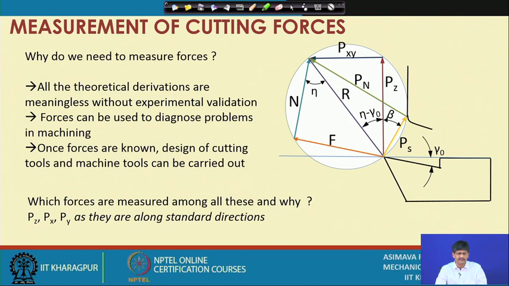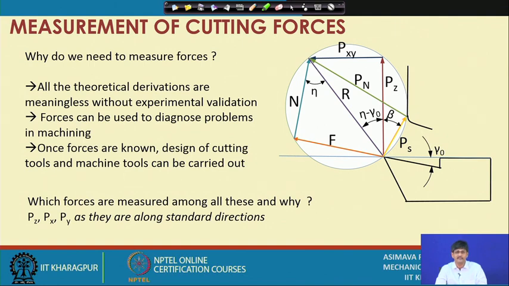So many other reasons are there. I am not touching all of them, because I can give you references from which you can pick up this information. Okay. So, what do we exactly measure? Do we measure, for example, P s? Somebody is interested to measure P s, so that he can directly put it into the calculation of that Merchant's second solution, etc., or P n. Generally, we are capable of measuring forces in standard unchanging directions, and that immediately makes it clear that we measure along P x, P y and P z.